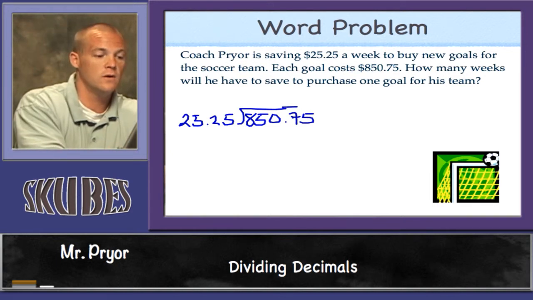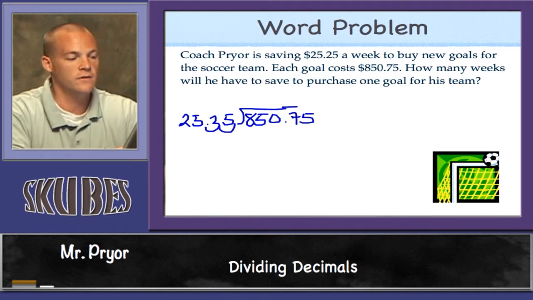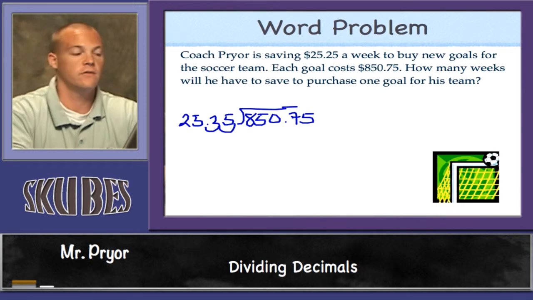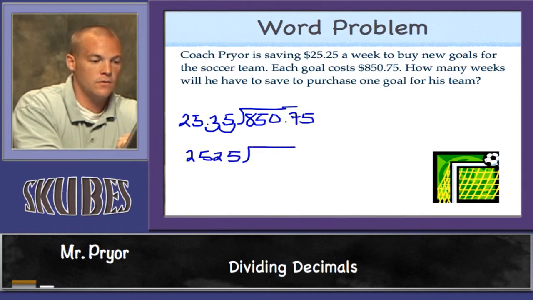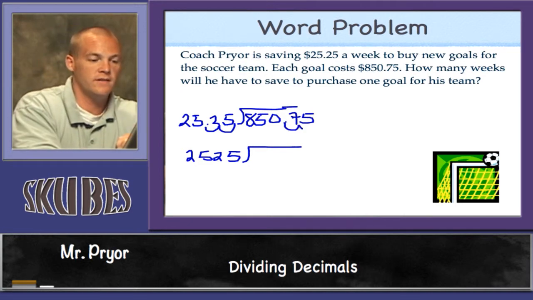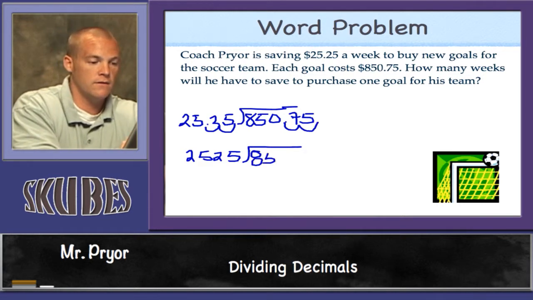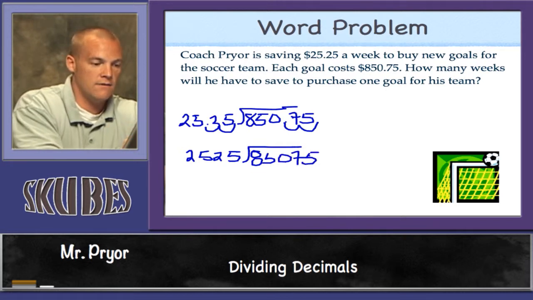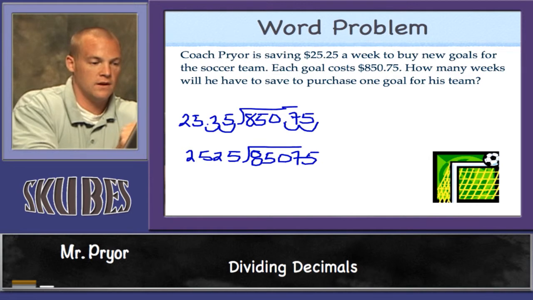So we need to move that decimal two places again, just like the last problem, because moving it once would be 252.5. So we need to move it twice to make it 2,525. And then we will do the same to 850.75. We're going to move that two places, the same number of places you move the decimal outside, and that's going to give you 85,075. Okay? So now let me clear that off because we got some division to do.